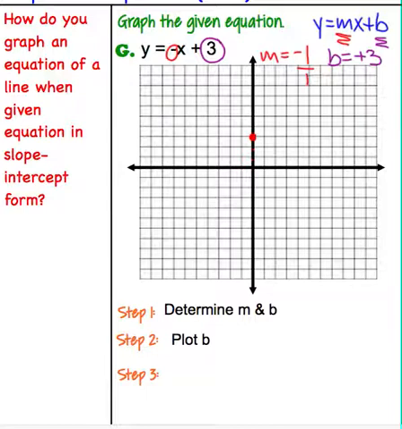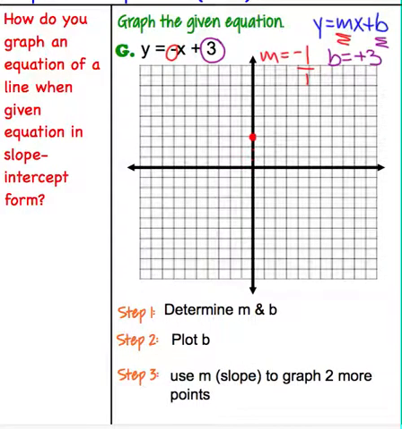And so now we've plotted b, and then our third step is going to be to use m, or our slope, to graph 2 more points. And we want 2 because 2 points will always form a line, but 3 will show if you really truly have a line. So because my slope is -1/1, that means I'm going to go down 1 and forward 1. And that means my next point will be here, and then down 1, forward 1, and my next point will be here. And then finally, we want to connect those dots to form our line.